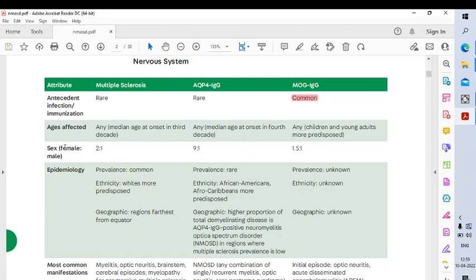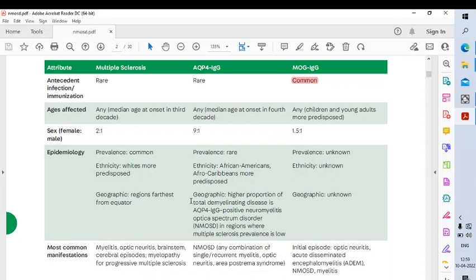Now, sex ratio. Females are more commonly affected than males in MS and aquaporin, but in MOG this ratio becomes equal. The male to female ratio is 1.5 to 1, though females are slightly preponderant, but males have an increased risk of having MOG.